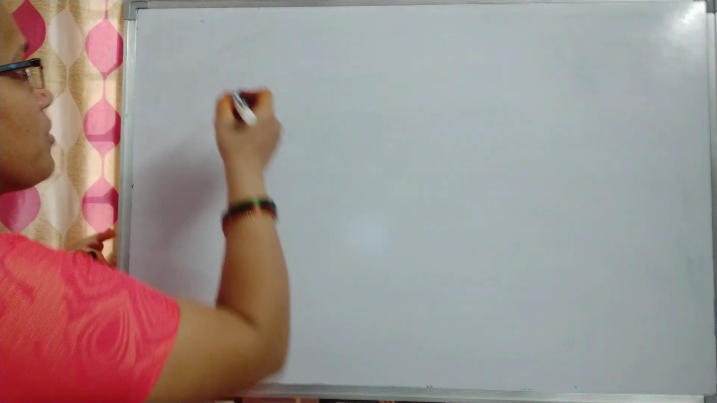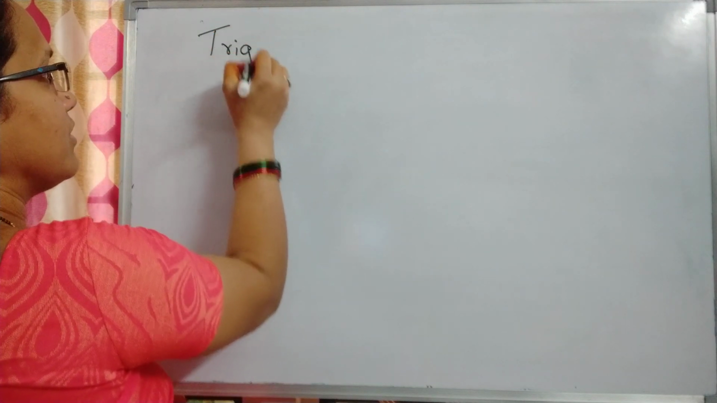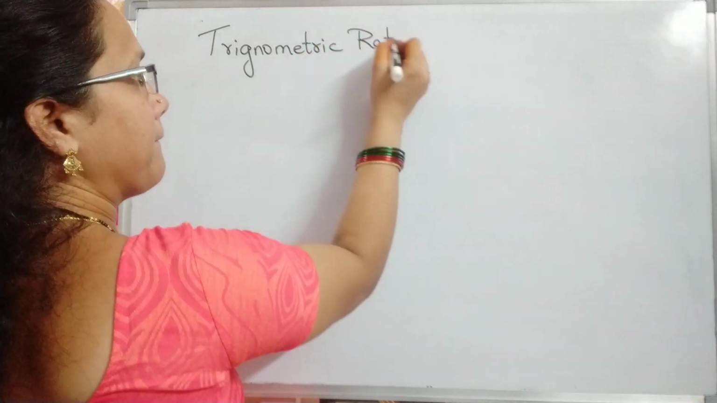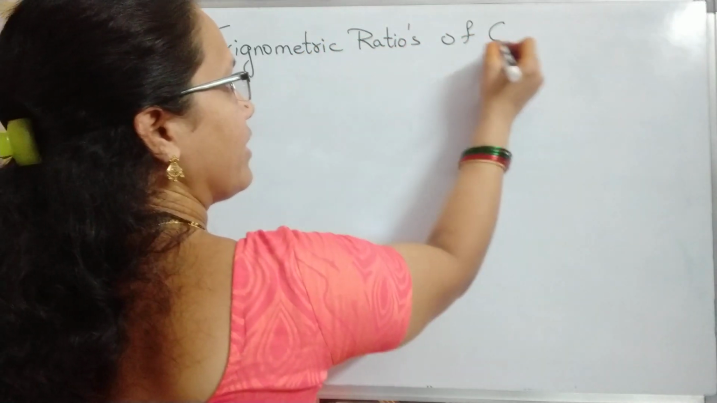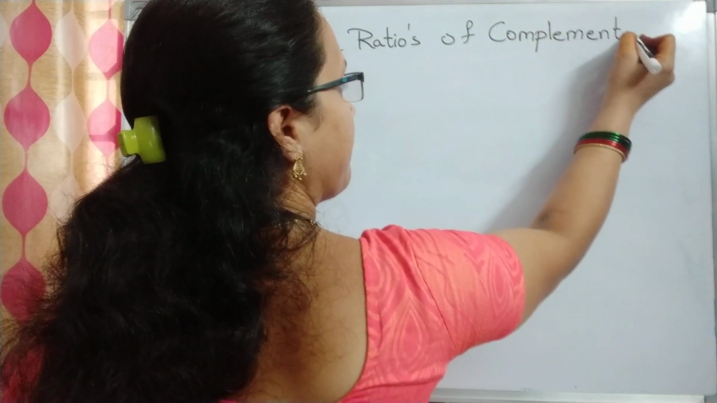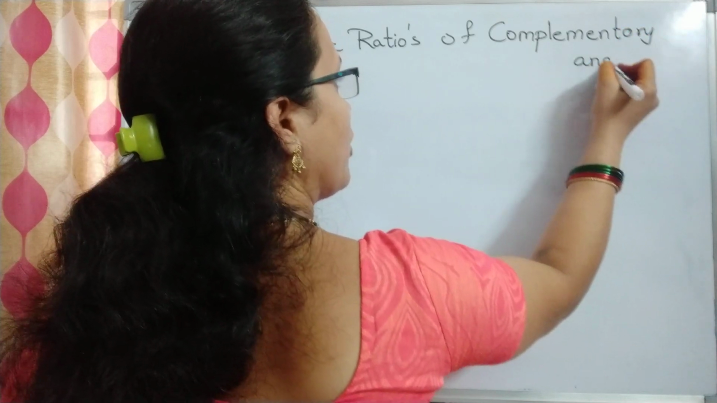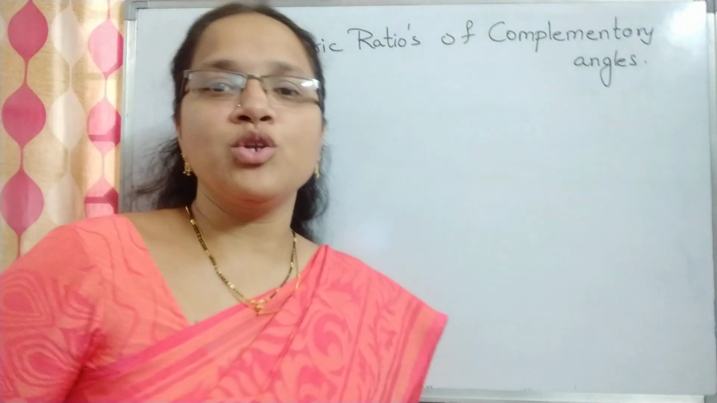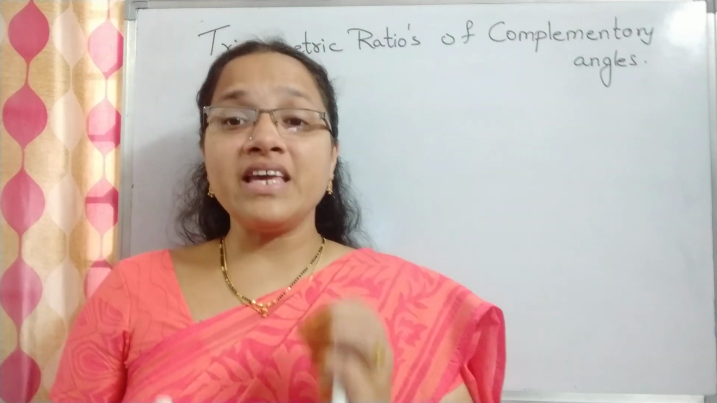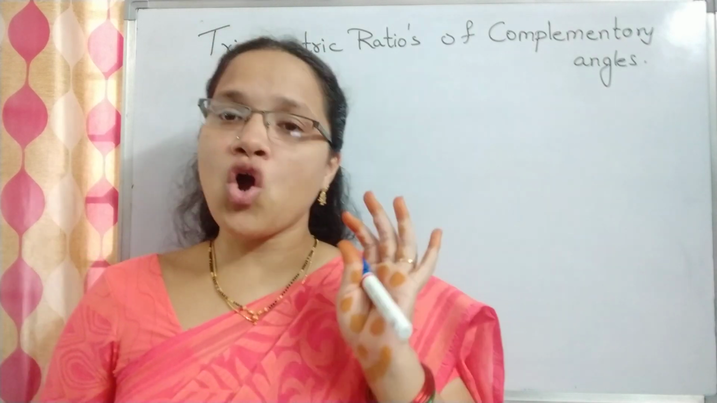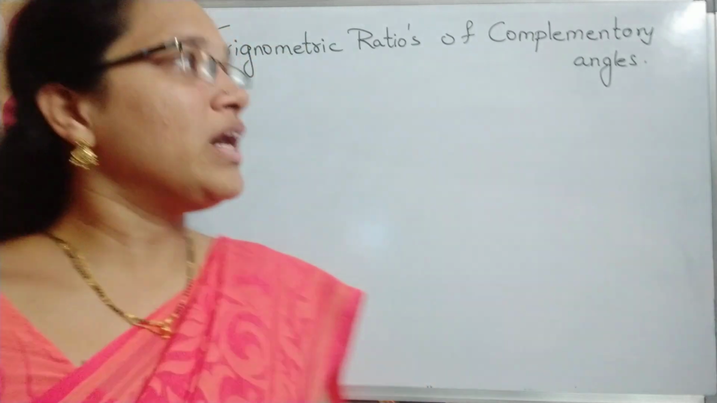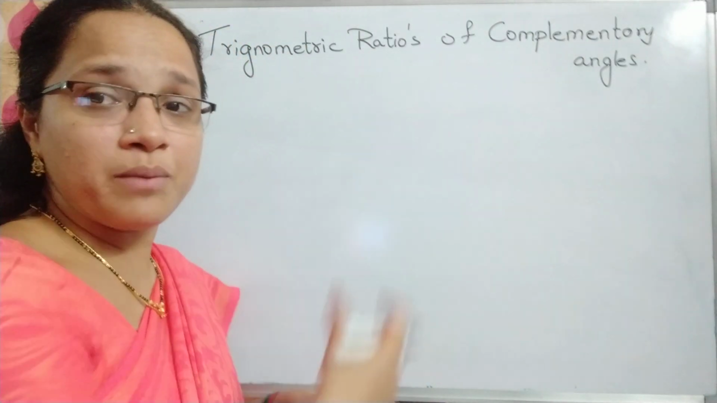Okay, so what is this trigonometric ratios of complementary angles? You may wonder, what are complementary angles? Do you know what complementary angles means? Yes, if the sum of two angles is equal to 90 degrees, then we call them complementary angles. Okay, do you know that now? You just recall that from geometry. And now let us see how complementary angles are applicable to trigonometry.